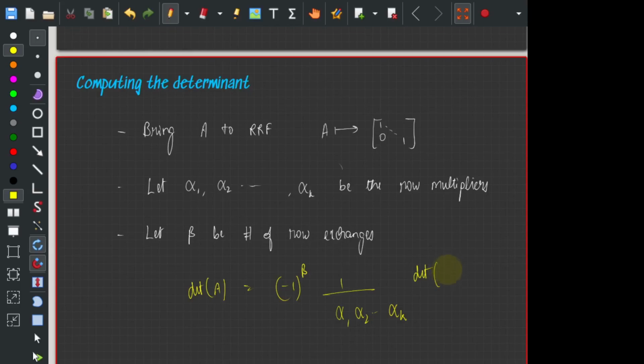Okay. So, what is the computational complexity of computing the determinant? What are you doing?